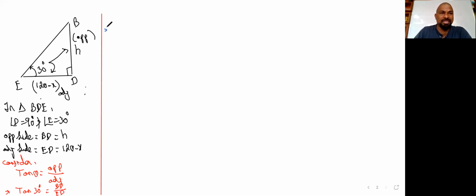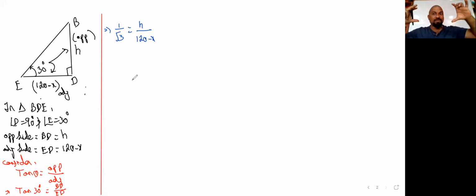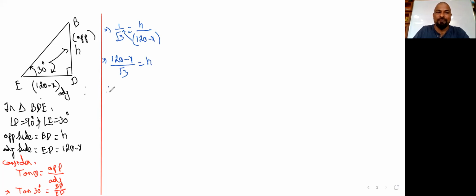We know tan 30 is nothing but 1 by root 3. We should be perfect at that. BD is nothing but H and ED is nothing but 120 minus X. What did we do in the first triangle? We isolated H, the easiest variable, which is present in both the triangles and equal in both. Here also H is there, but whenever we cross it, keep it in a bracket. So we have (120 minus X) divided by root 3 equals H. Therefore, H equals (120 minus X) by root 3. I like to call it the second equation.